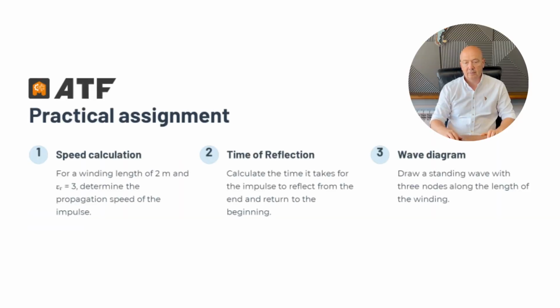Practical task: for a winding 2 meters long, calculate the impulse propagation speed. Determine the time for the impulse to reflect from the end and return to the start. Draw a standing wave pattern with 3 nodes.